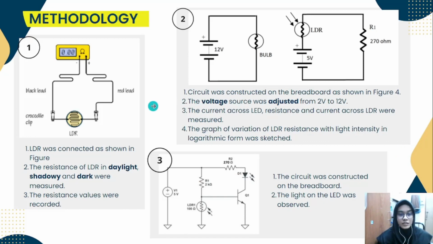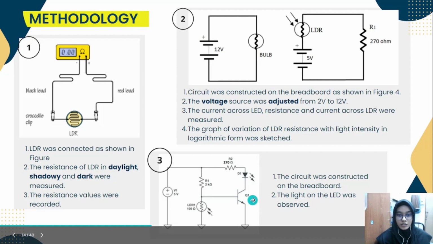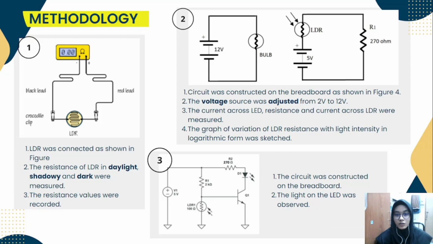For this experiment, we have 3 parts. So first, we want to see the resistance of the LDR in the daylight, shadowy and dark. Next, we want to see the changes of the LDR resistance as the voltage is adjusted. And the last one, we want to see the LDR operated in the normal circuit.